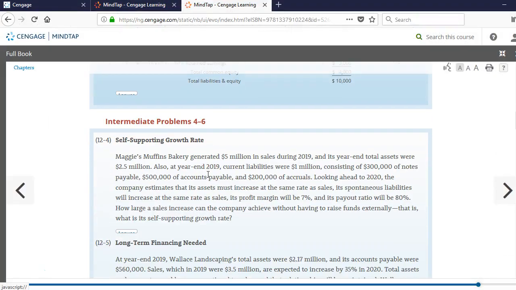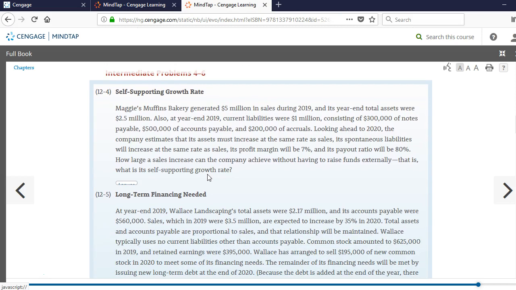Okay, then we'll move on to question 4. And with question 4, it's Maggie's Muffins. And kind of an interesting one. And this is going to be using the AFN again.